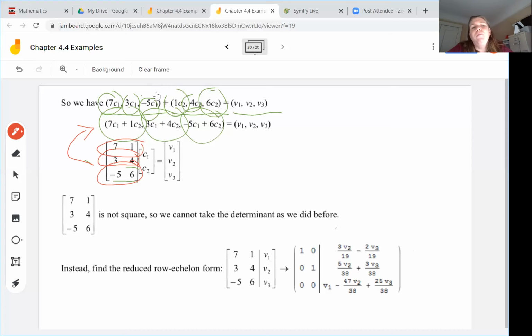Remember, we can translate vectors to column matrices or row matrices. In this case, we're translating them to column matrices. So our coefficient matrix here is not square. So right away I can see it looks like there's some issue there in terms of spanning. So we can't do a determinant. So instead we do the reduced row echelon form.